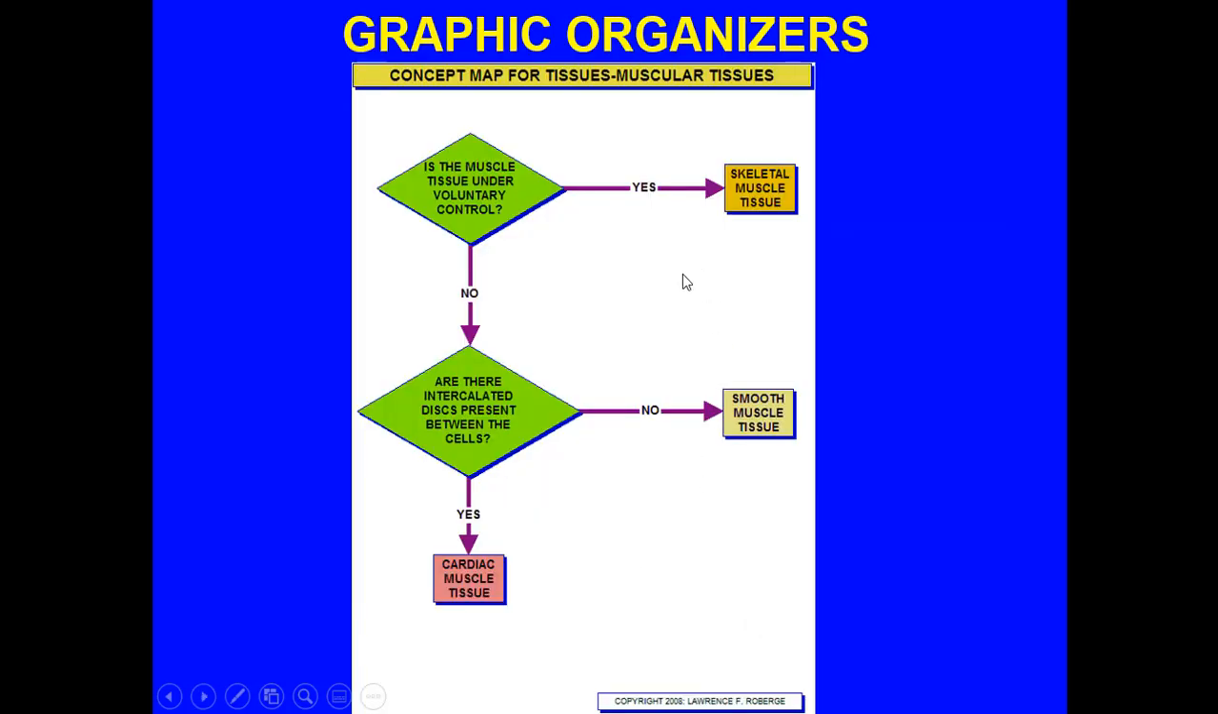A graphic organizer for the muscular tissues to differentiate them has two basic questions. Is the muscle tissue under voluntary control? If it's yes, then it's skeletal muscle. If it's no, then the other question is, are there intercalated discs present between the cells? If it's yes, it's cardiac muscle tissue. If it's no, it's smooth muscle.